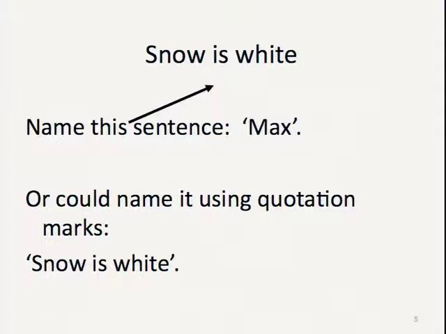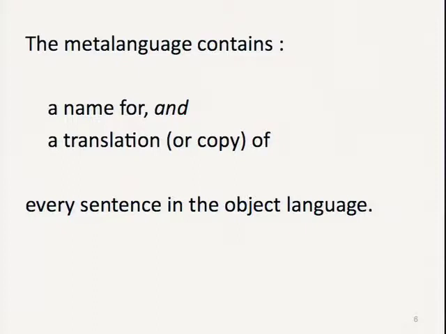So this whole sign here with quotation marks around it, is that a sign of the object language or a sign of the metalanguage? Very good. Who said that? Yeah, right. You use this. Snow is white is a sign of your object language, the sign you're studying. This is how you designate it in your metalanguage. Yeah? And then you can go on and say this is true or this is false or whatever. Make remarks about its meaning. So the metalanguage is going to have a name and a translation of every sentence in your object language.